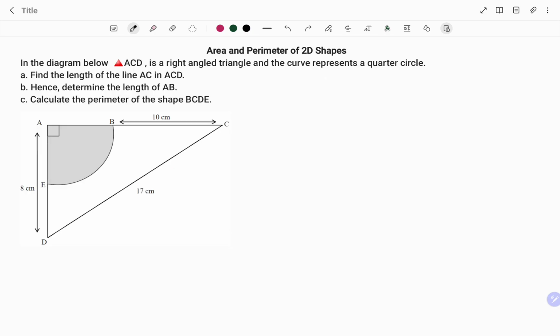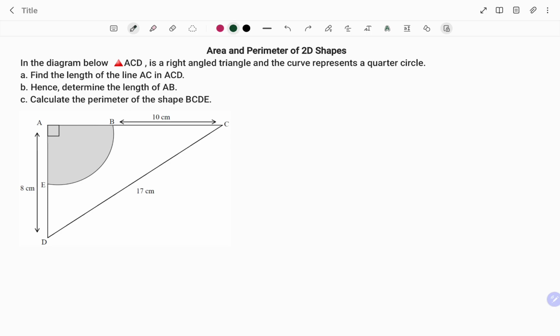In the first example, we have in the diagram below, triangle ACD is a right-angled triangle and the curve represents a quarter circle. A, determine or find the length of the line AC in ACD. B, determine the length of line AB. And the last question, calculate the perimeter of the shape BCDE.